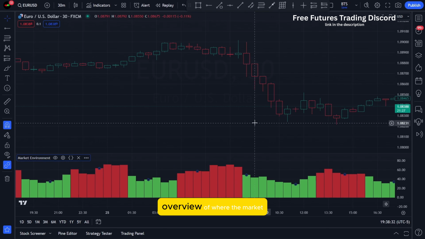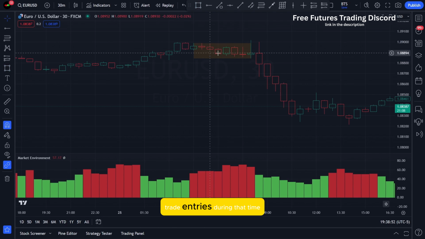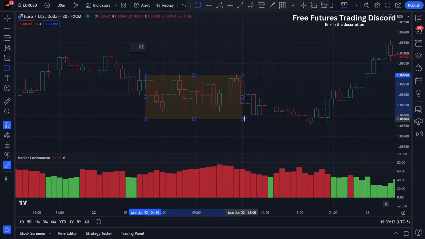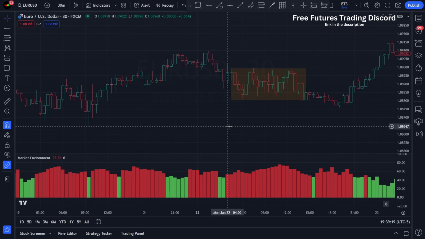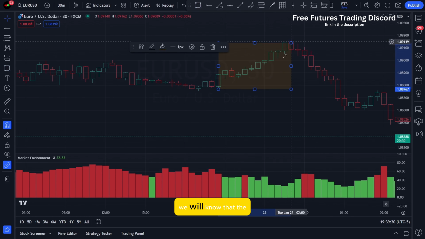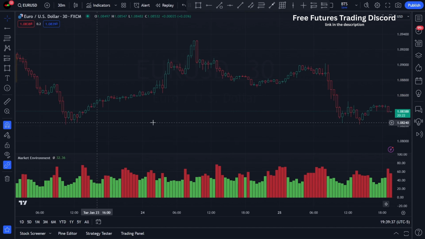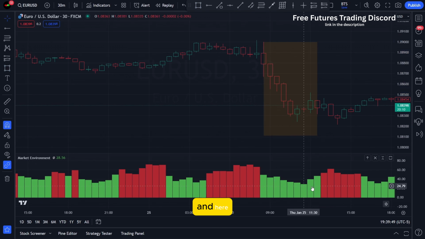Now you can get a quick overview of where the market is trending and where it is going sideways. Whenever you see red columns, it shows the market is sideways and it would be better to avoid taking trade entries during that time. As you can see here. And here. Conversely, when the columns are green, we will know that the market is trending. As you can see here. And here.